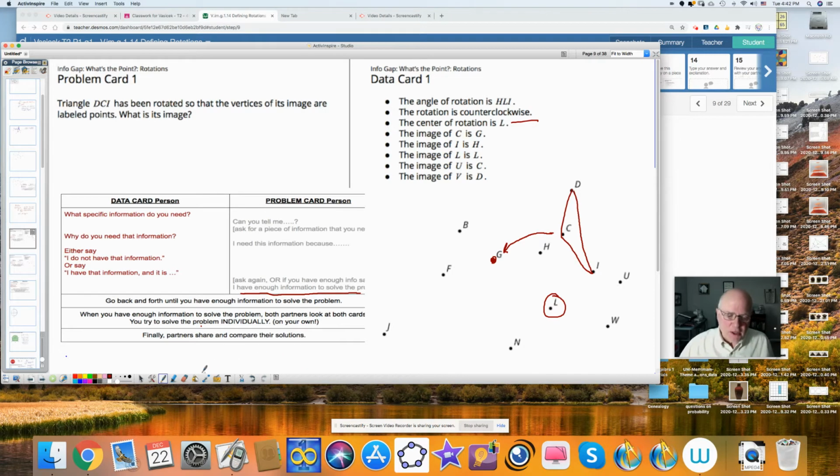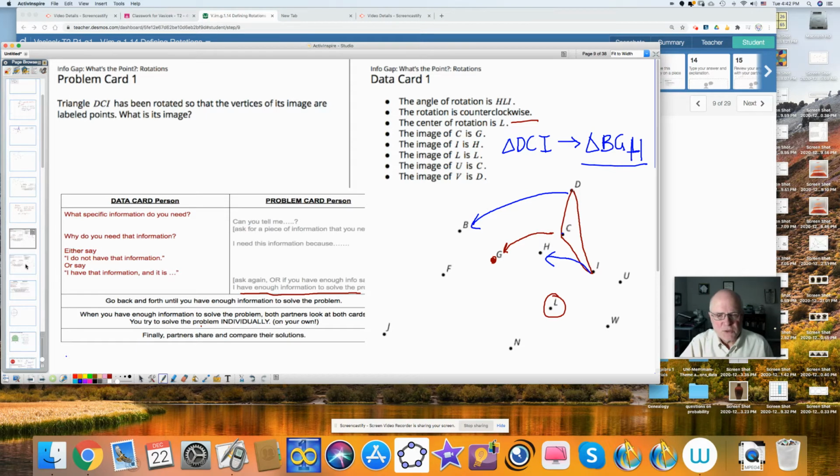So then you both look at both of the cards and individually you try to figure it out. You have triangle DCI. It's being transformed with this arrow to triangle what? That's what you're looking for. And C goes to G, so my middle letter is going to be G. And it looks like D goes to B and I goes to H. So I'm going to say BGH. And when I do this, I compare this answer with my partner's. If we agree, we write that in the partner's box and we go on to the next exercise.